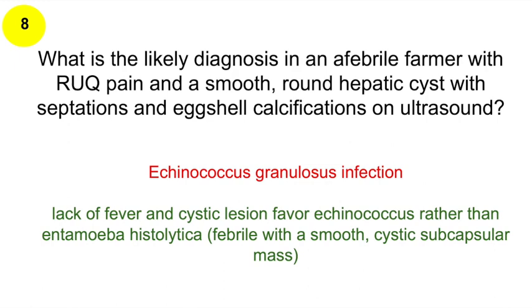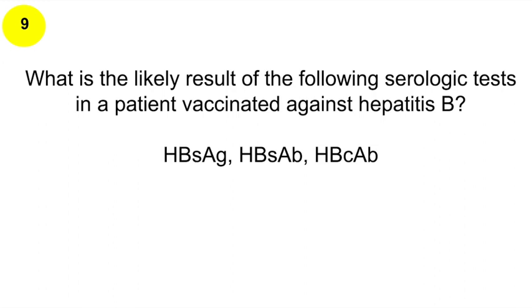What is the likely result of the following serologic tests in a patient vaccinated against hepatitis B? So the question is basically asking, if a patient is vaccinated against hepatitis B, what changes would you see in the hepatitis B surface antigen, the hepatitis B surface antibody, and the hepatitis B core antibody? So in vaccinated patients, the surface antigen would be negative, the surface antibody would be positive, and the core antibody would be negative.